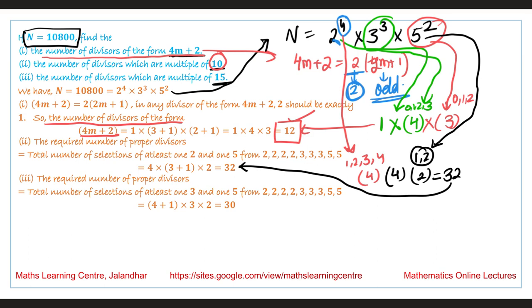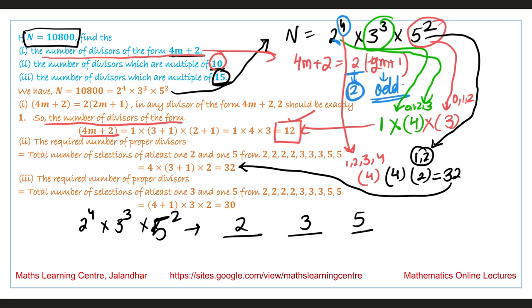Number of divisors which are multiple of 15. The number we have is 2 raised to the power 4, 3 raised to the power 3 and 5 raised to the power 2. We want to write the number. We have 2, 3 and 5, and we want to put the powers over here.